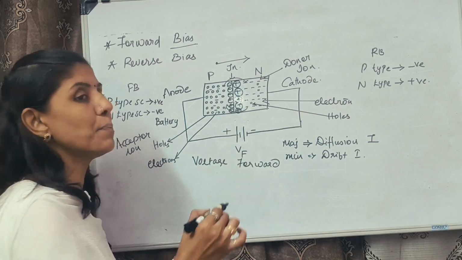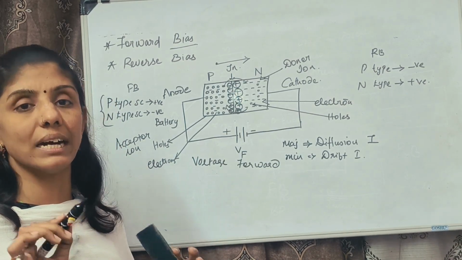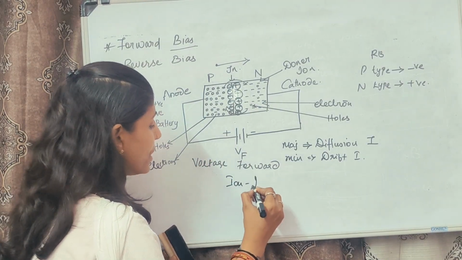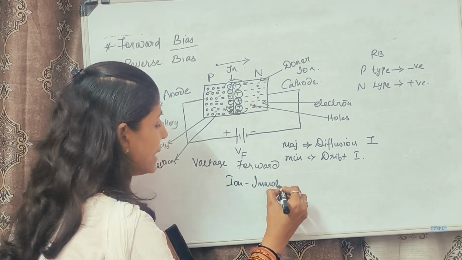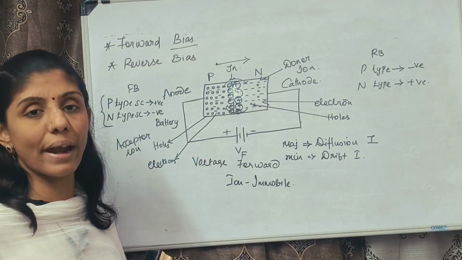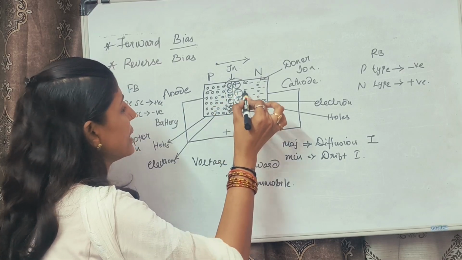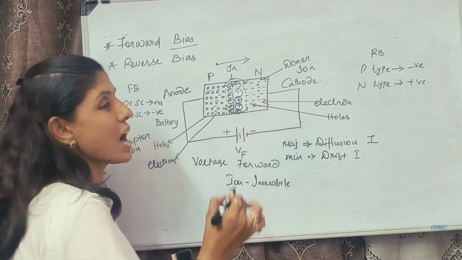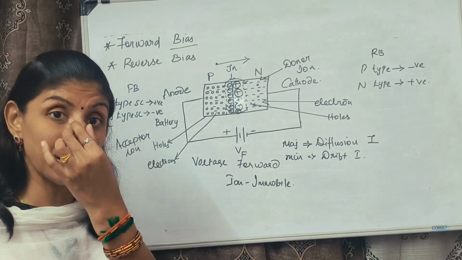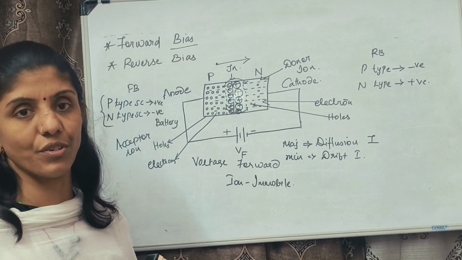See, this is a place that is accumulated only with ions. These ions are actually immobile, which means they can't move from one place to another. So this region is depleted of charge carriers. That's why we call that region the depletion region.